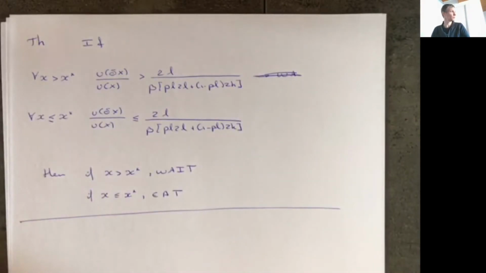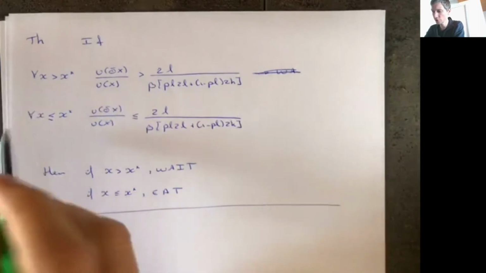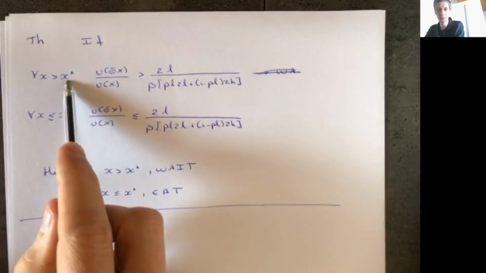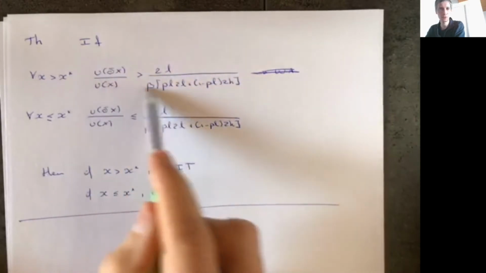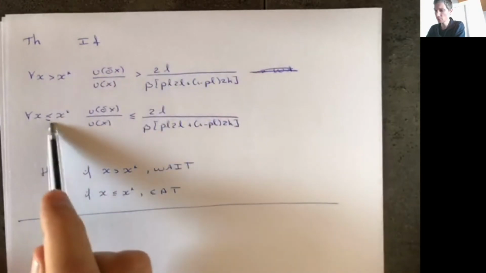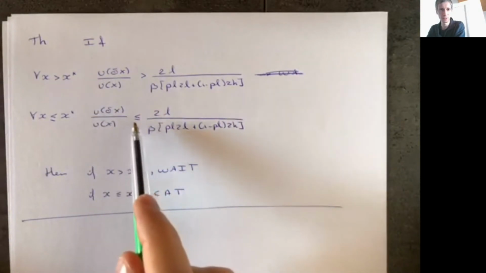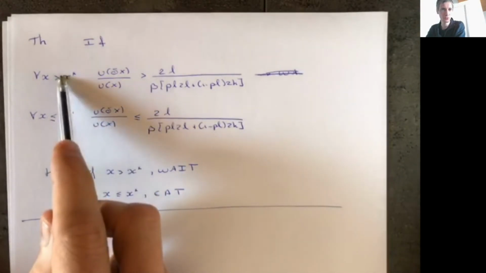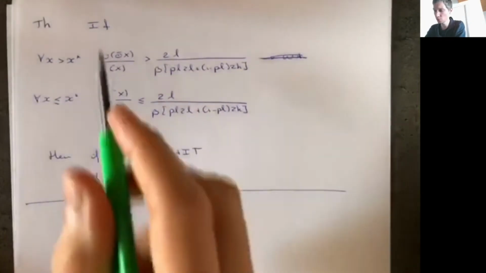So to summarize, we're going to prove the following theorem. If it happens that the utility function is such that there exists an x star such that if x is bigger than x star, then this inequality is satisfied, and if x is lower or equal to x star, then this weak inequality is satisfied. Well, I can change this with the weak inequality and this with the strict one, right? It's almost 1 to 1.